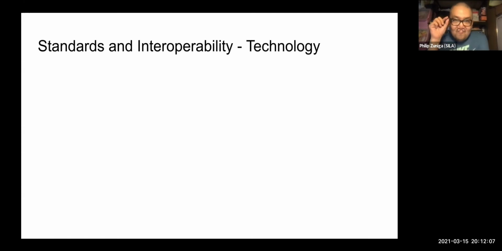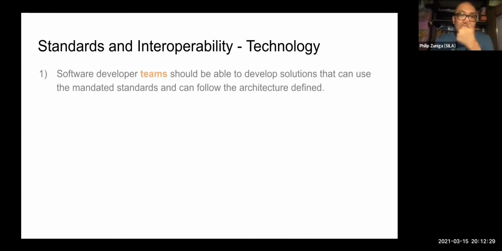And finally, we should look at the technology aspects of the standards and interoperability, because at the end of the day, having interoperable systems is a technology problem. Okay, because we have systems that we need to connect with one another. So how do we do that? Number one, software developer teams should be able to develop solutions that can use the mandated standards and can follow the architecture that was defined. So it is important for the software developer teams to be able to understand the standards, to be able to implement them. That's the first one.